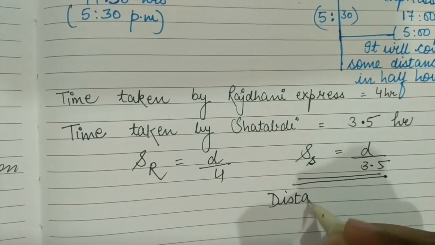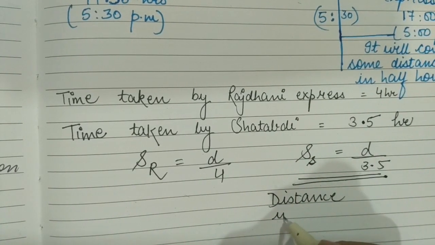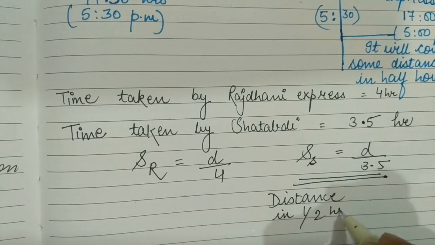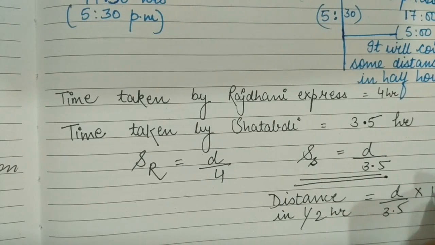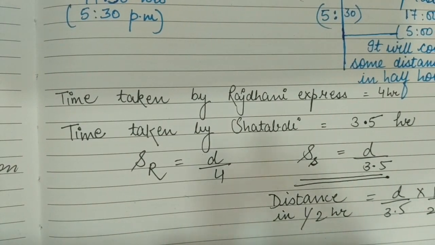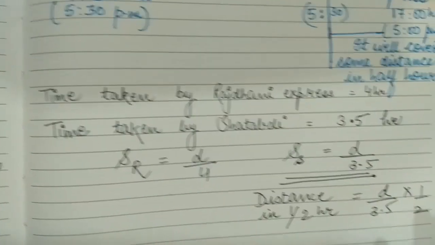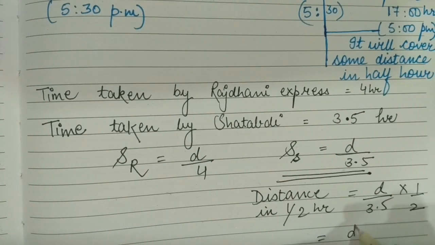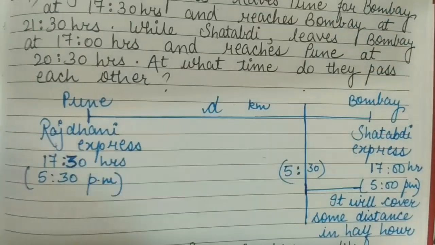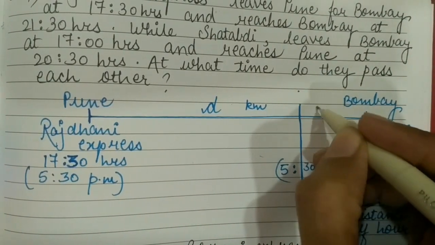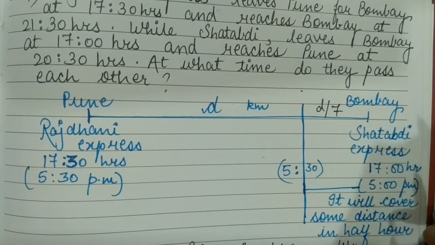Distance traveled in half an hour will be d upon 3.5 into 1 by 2. It will make d upon 7. So in half an hour it will travel d by 7 distance.